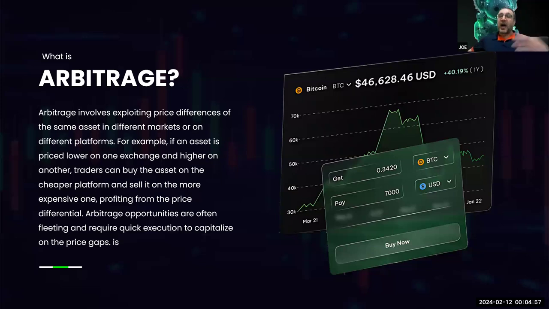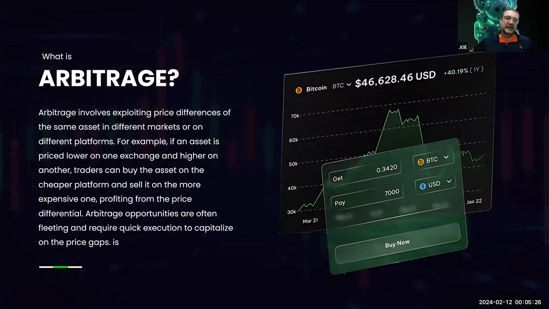But in case you've never heard of any of these things, let's have a look at each of them and find out what they are. Arbitrage involves exploiting price differences of the same asset in different markets or on different platforms. For example, if an asset is priced lower on one exchange and higher on another, traders can buy the asset on the cheaper platform and sell it on the more expensive one, profiting from the price differential.